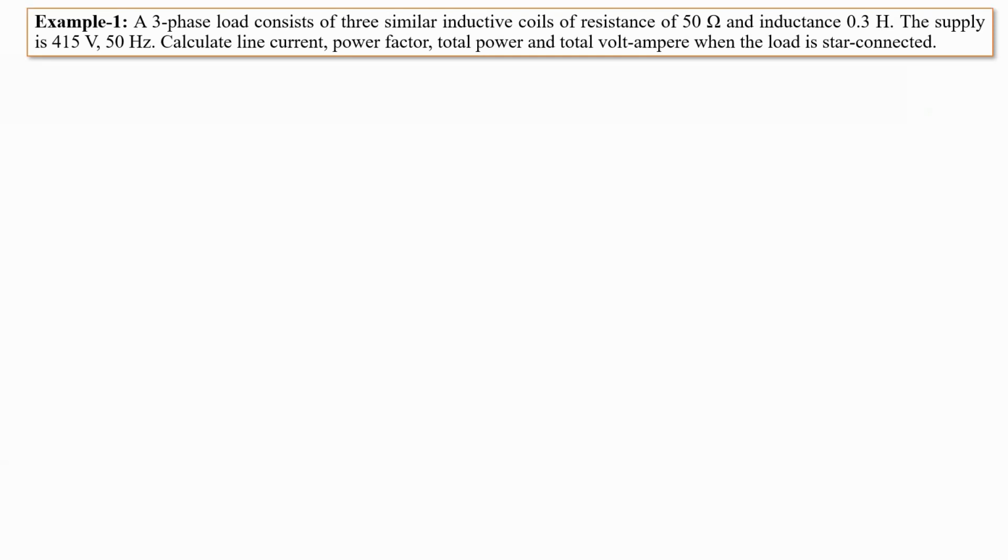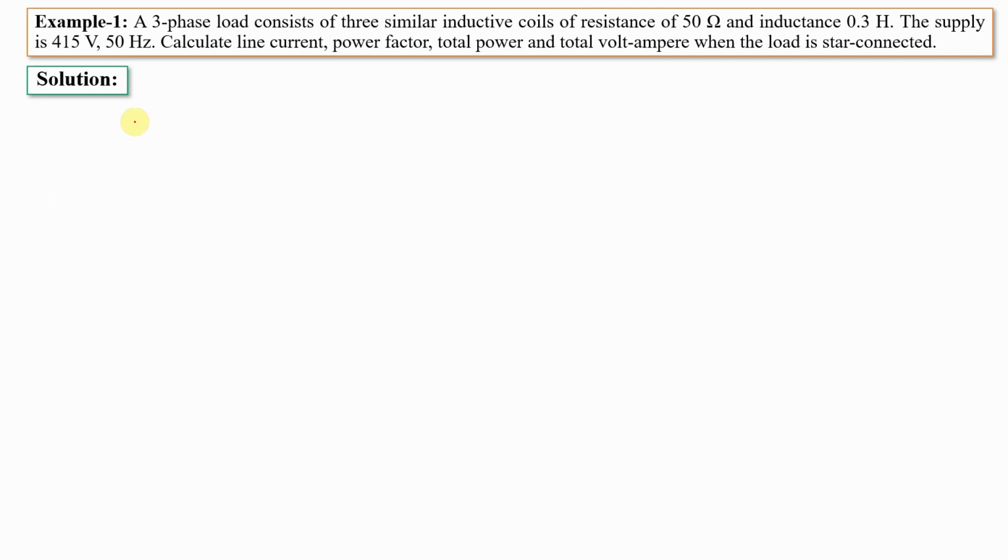The first question is: a three-phase load consists of three similar inductive coils of resistance 50 ohms and inductance 0.3 Henry each. The supply voltage is 415 volt, 50 Hz. Calculate the line current, power factor, total power, and total volt ampere when the load is star connected. So let's see the solution.